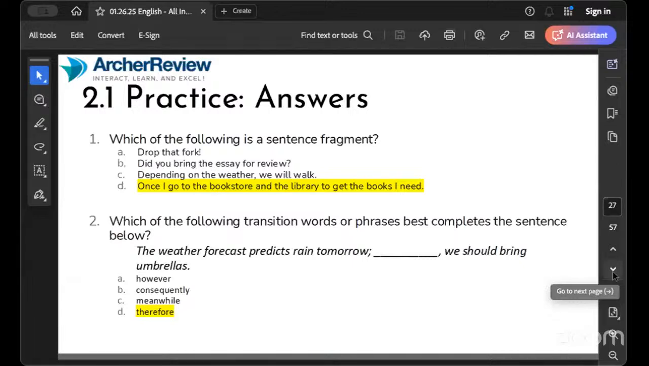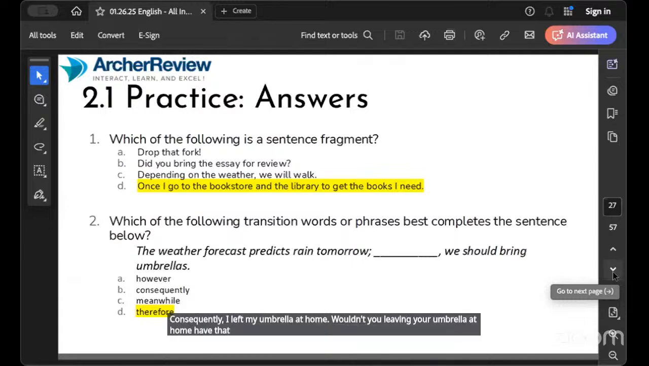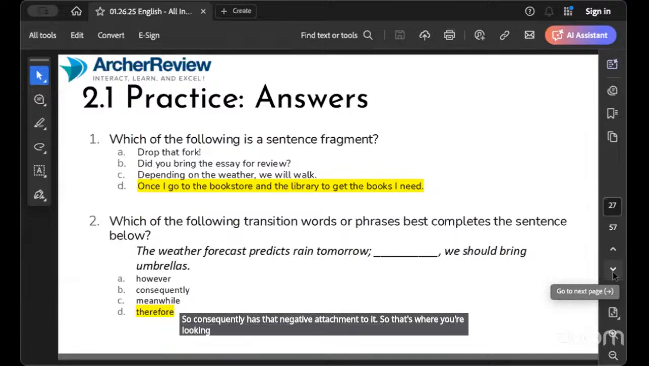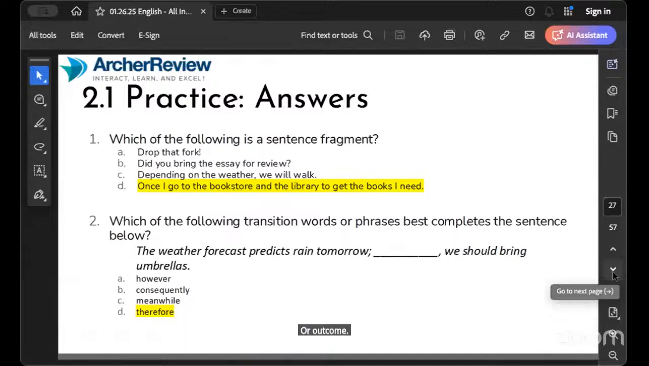Now, if the sentence had said, "The weather forecasted rain today, consequently, I left my umbrella at home." Wouldn't you leaving your umbrella at home have that negative sense, since it's been forecasted that the rain would be all day today? So consequently has that negative attachment to it. That's where you're looking at the negative side effect of something or outcome. Does that make sense?